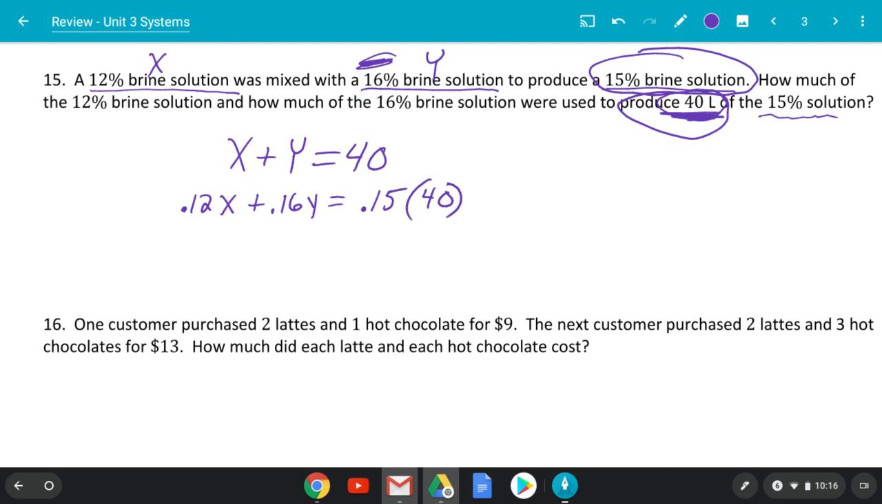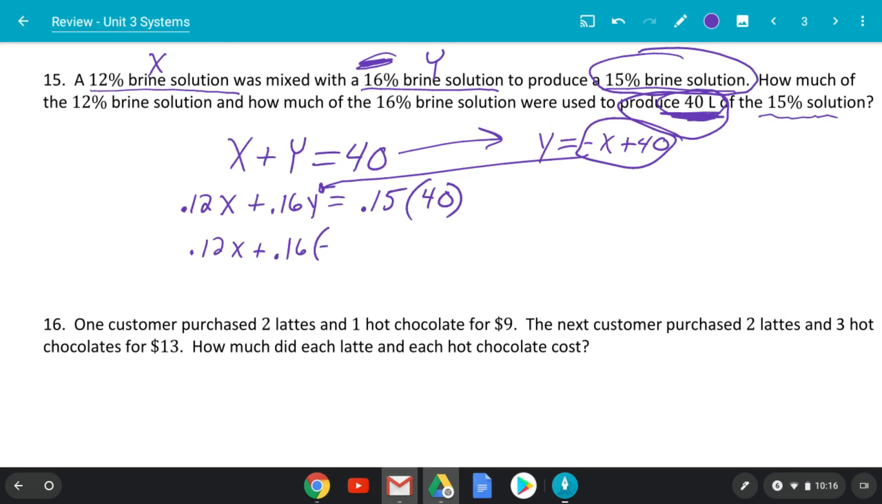Let's go up here to this top one. Let's solve it for y. So I have y equals negative x plus 40. And I'll take that and substitute it for y in the second equation. So I've got 0.12x plus 0.16 times negative x plus 40. And that equals, what's 0.15 times 40? 6. Sweet, thank you. So now I get 0.12x minus 0.16x, 0.16 times 40.